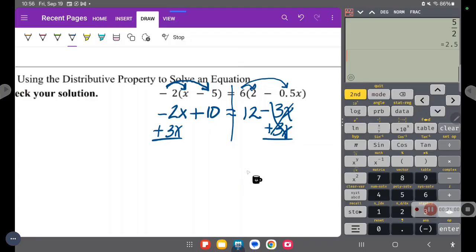Now, how do we combine these together? So this is a negative 2 plus 3. So that's just a 1. But do we write 1x? We just write x. And then bring everything else down. Bring down the 10. Bring down the equals. Bring down the 12.